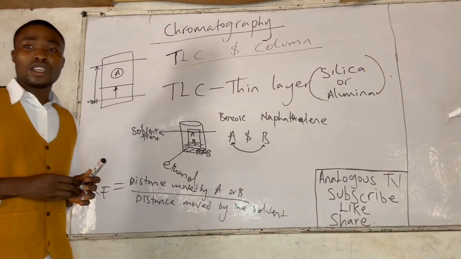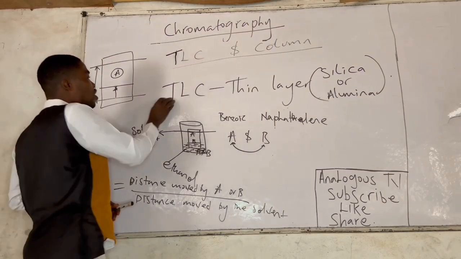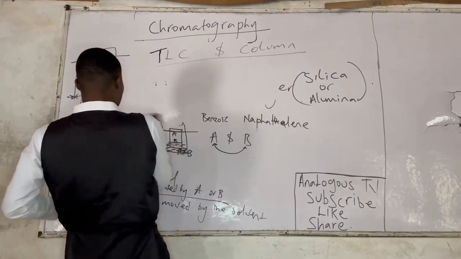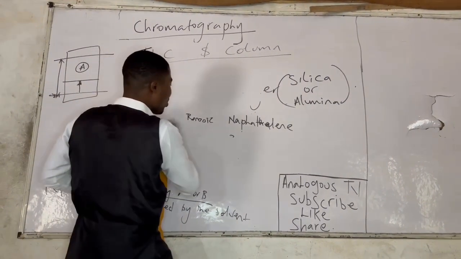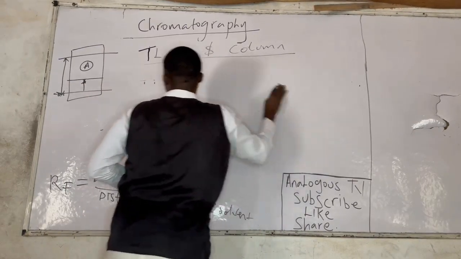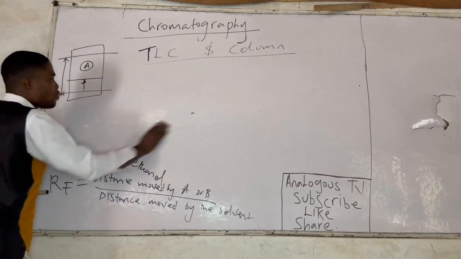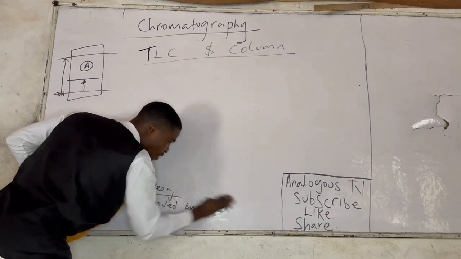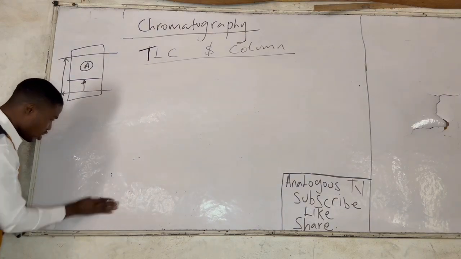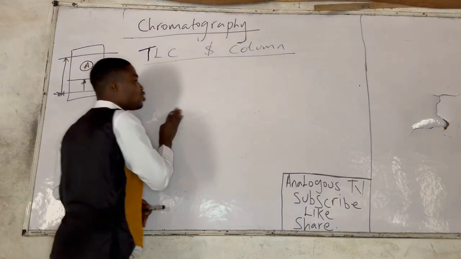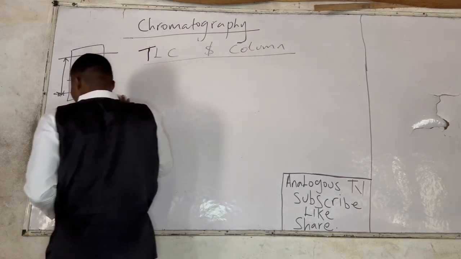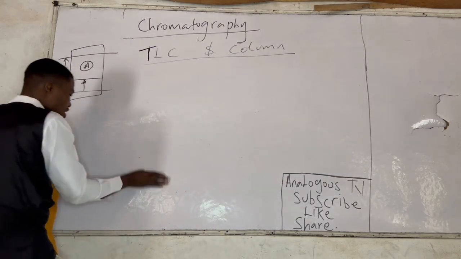Now quickly, we'll look at column chromatography. In the next minute, let's quickly talk about column chromatography. Column chromatography is an adsorption chromatography, because the stationary phase is solid. It is very similar to thin layer chromatography, with very few differences.